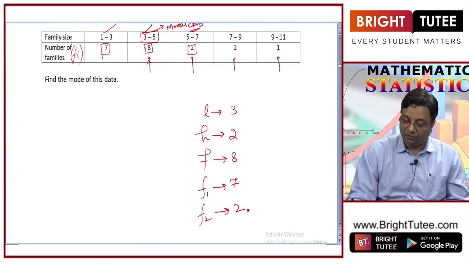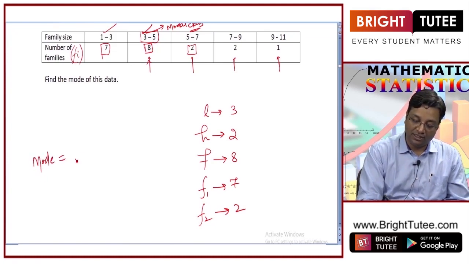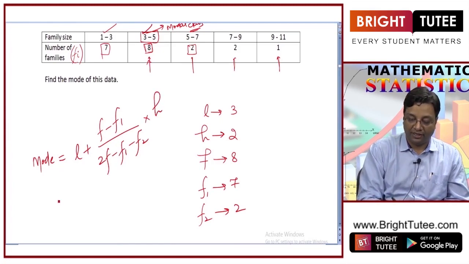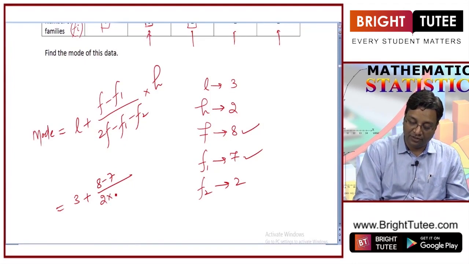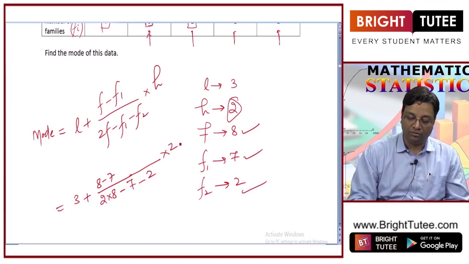right? So what else do we require? Let us apply the formula for mode, which is L plus (F minus F1) divided by (2F minus F1 minus F2), into H, right? L we know is 3, F minus F1, so 8 minus 7, divided by twice of F, that is twice of 8, minus F1, that is 7, minus F2, that is 2, into the class size, which is 2.